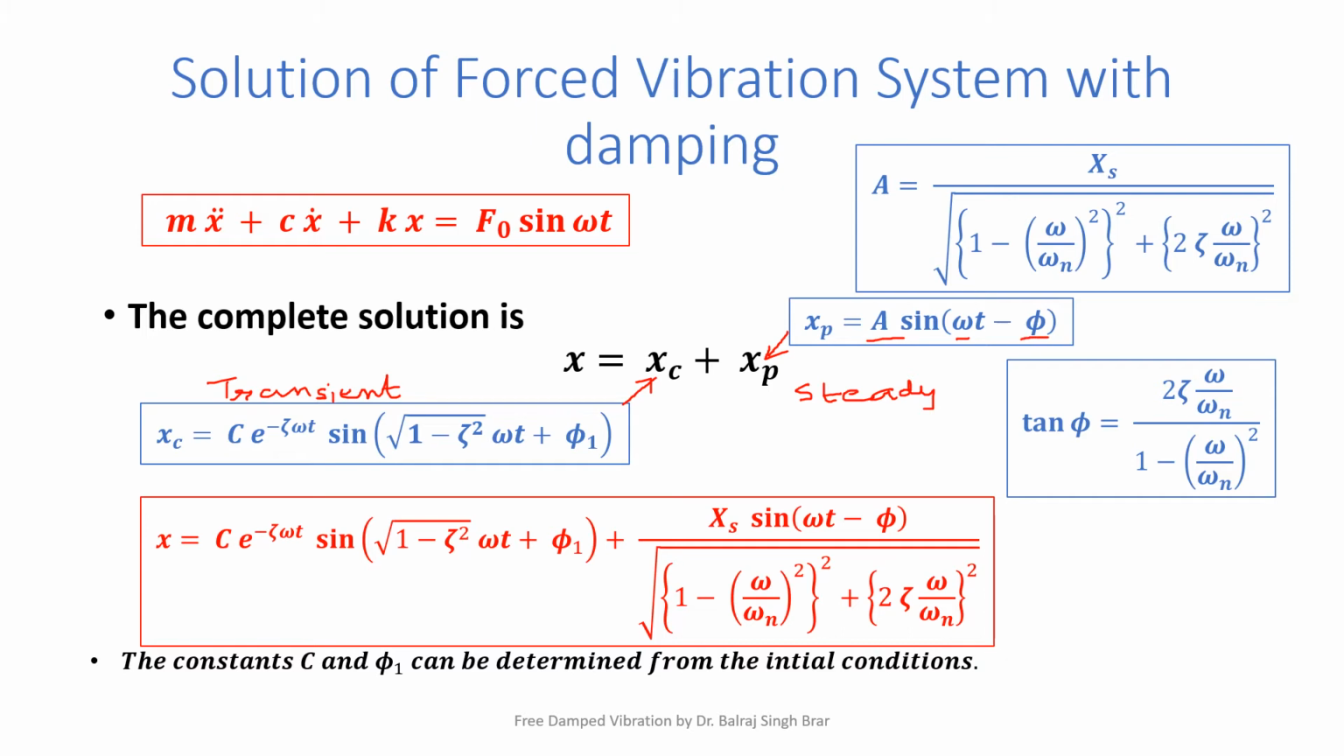Now we have already derived the relation for A. The amplitude A is the excess static deflection divided by the square root of (1 minus omega by omega n) whole square, plus (2 zeta omega by omega n) square. And phi is the angle by which it will lag, so tan phi is 2 zeta omega by omega n divided by 1 minus (omega by omega n) square.